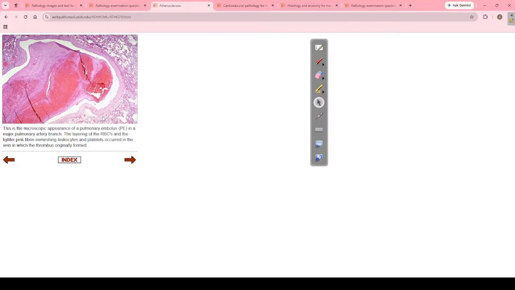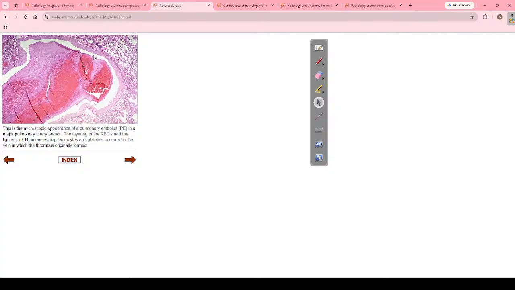This is the histology. Thrombus generally appears pink, and this is a vessel wall, and there is an embolus. Layering of the RBCs and the lighter pink fibrin meshing with leukocytes and platelets occurred in the vein in which the thrombus is originally formed. Just a second.